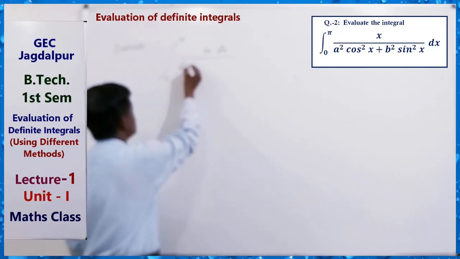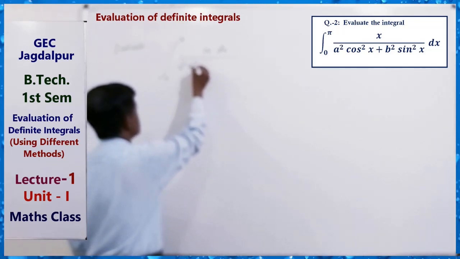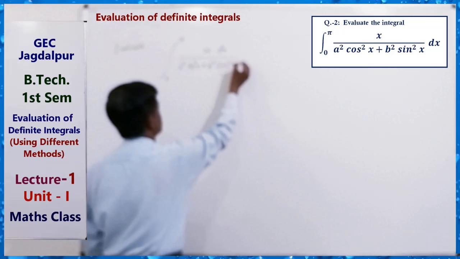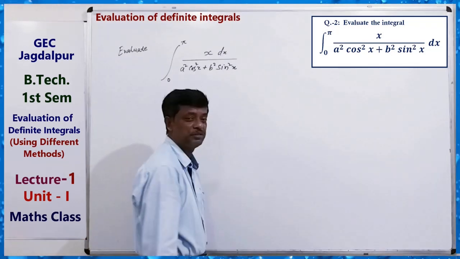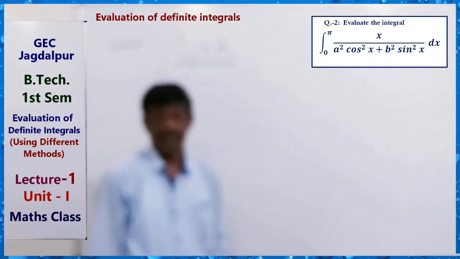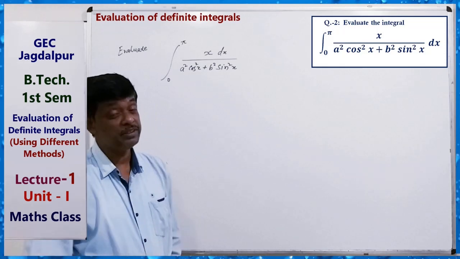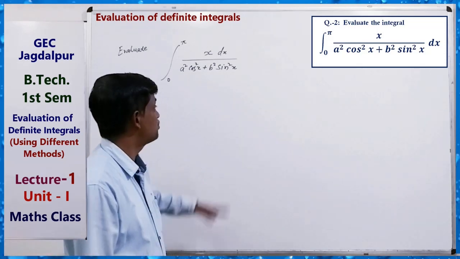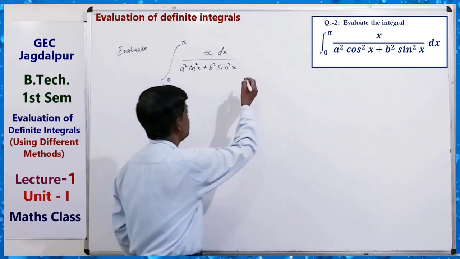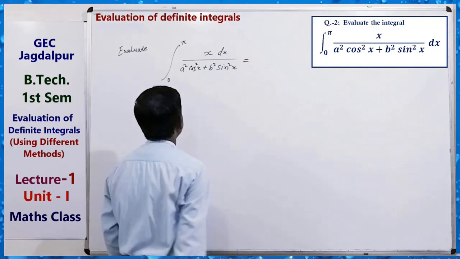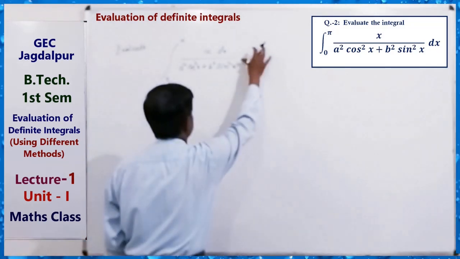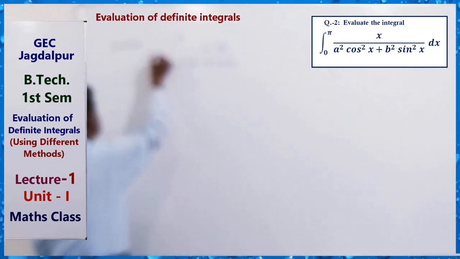So here a square cos square x plus b square sin square x. This question is given. You have to find this value. So by which method can we solve it? Maybe there are different methods, but by using properties we can solve it. So let us try to solve this. Suppose this integral is I. Evaluate this integral.